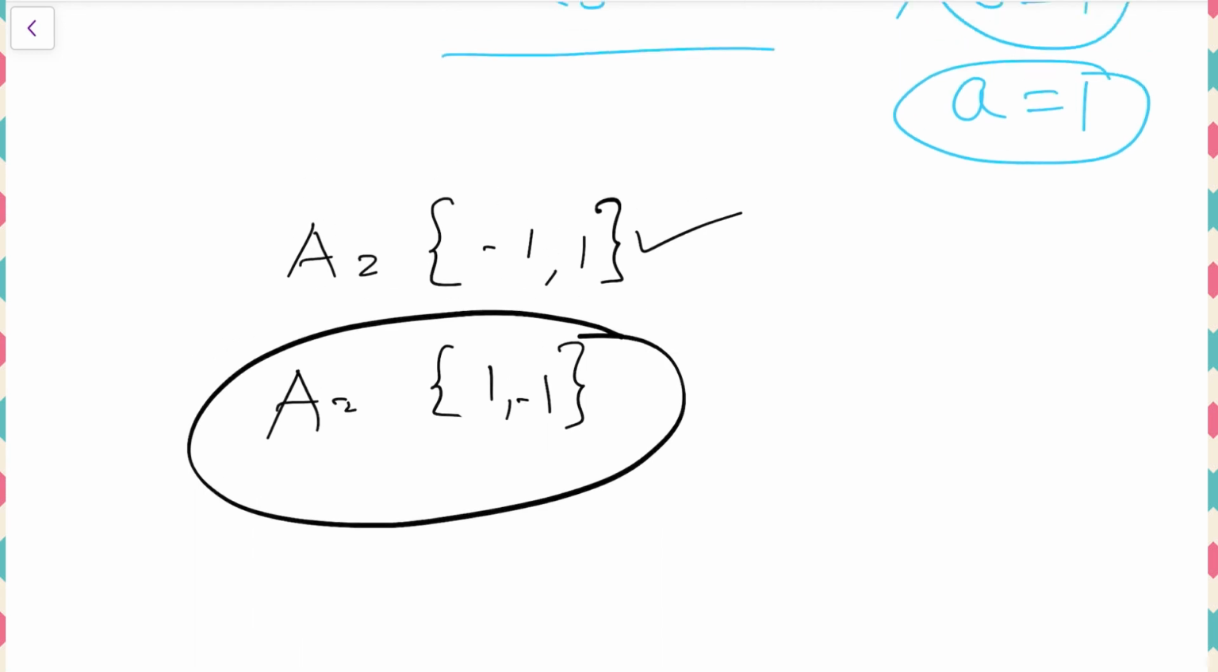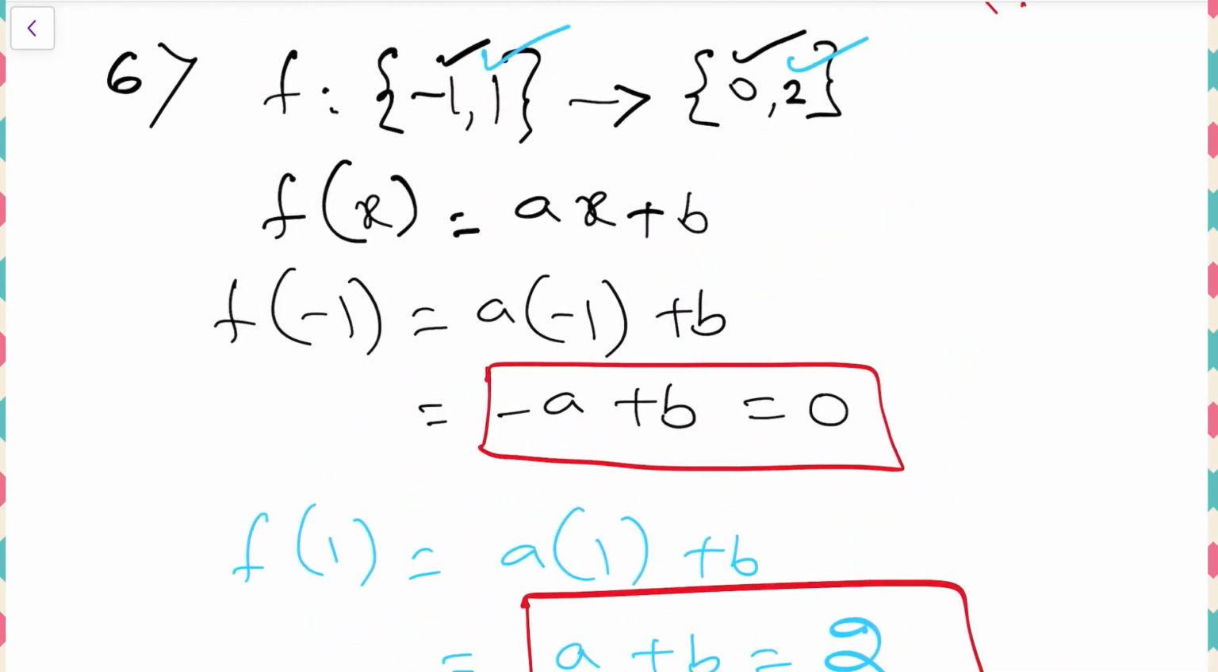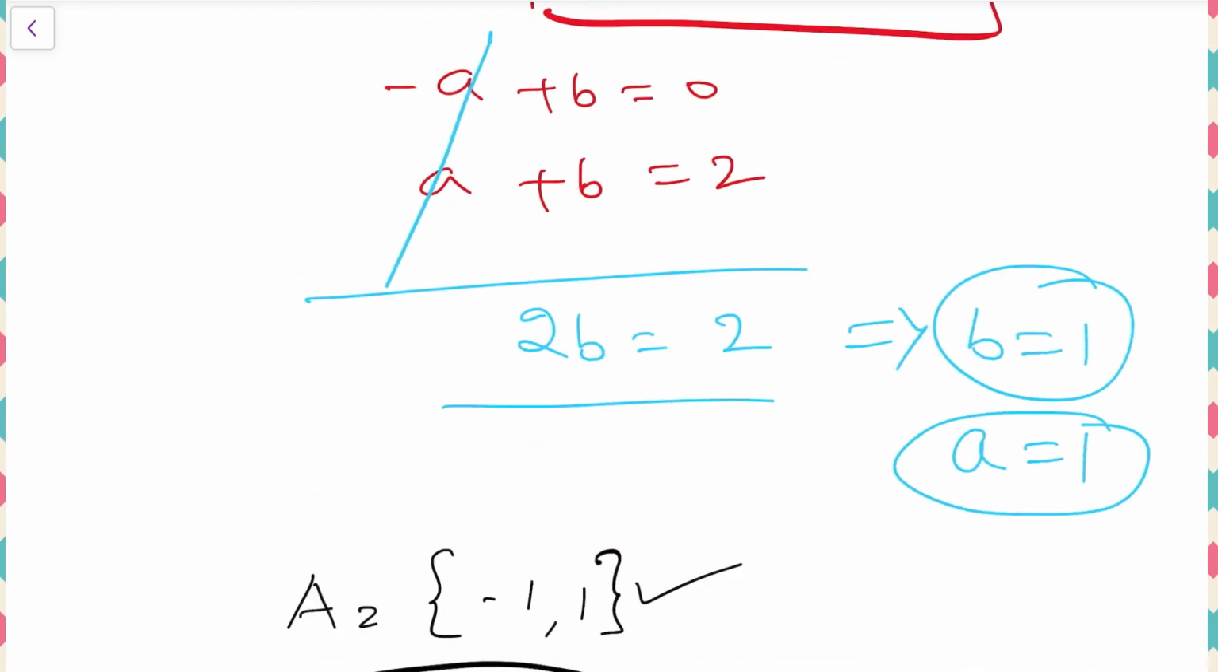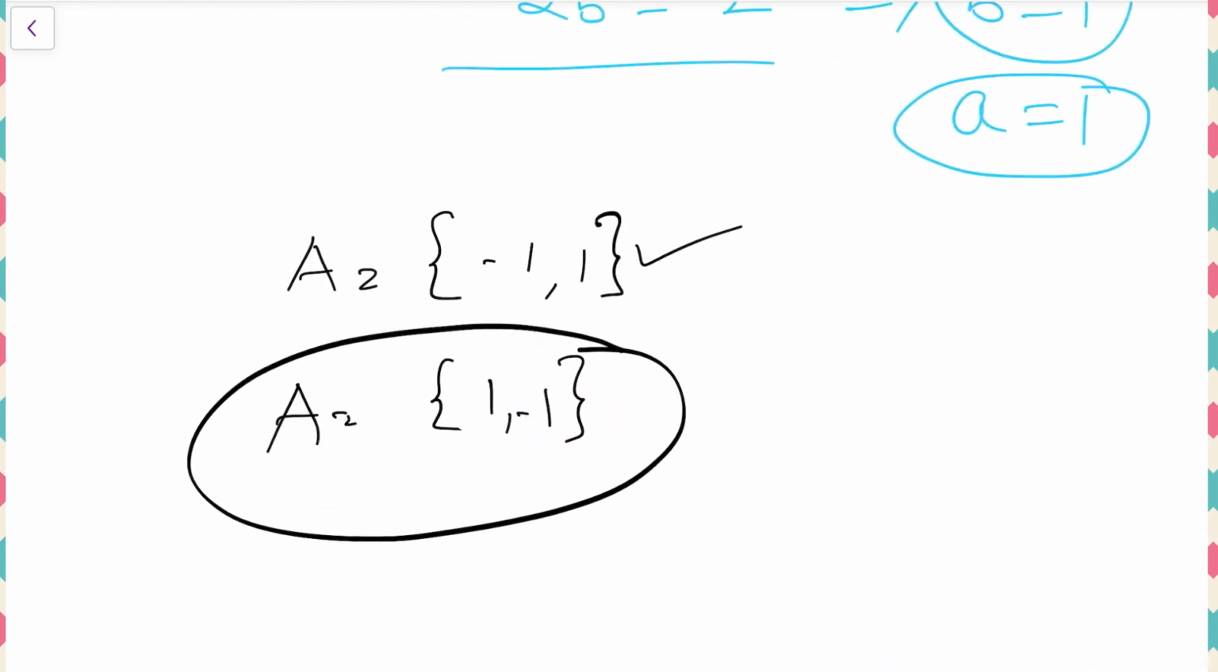Now let us come to the question. In the question he said that it is minus 1 comma 1. So minus 1 comma 1 means it may be 1 comma minus 1 also, like this. It may be 1 comma minus 1 also. So this is the situation, case 2 now. f is a function from 1 comma minus 1 to 0 comma 2 as usual.